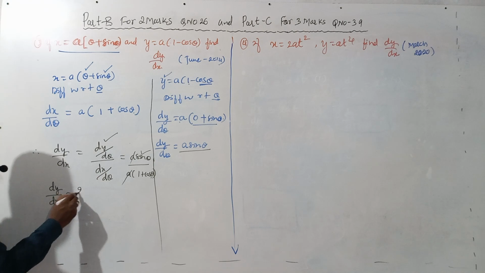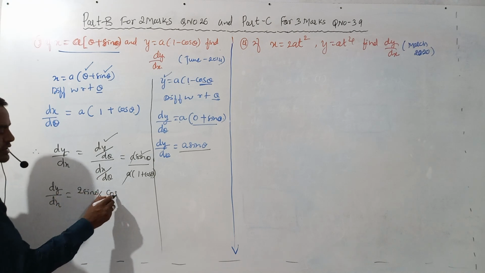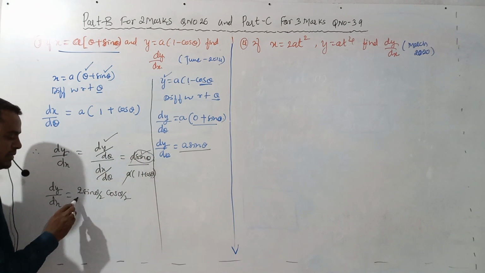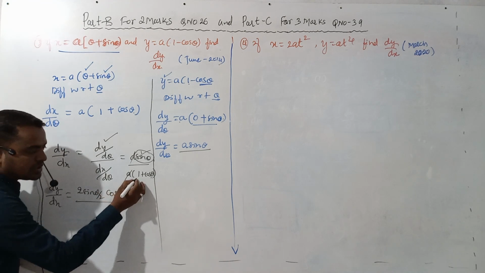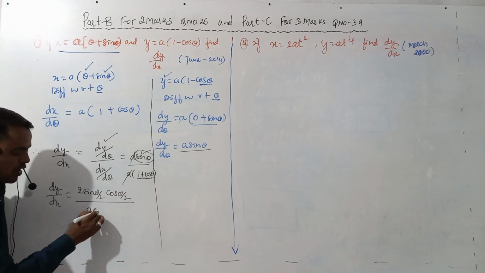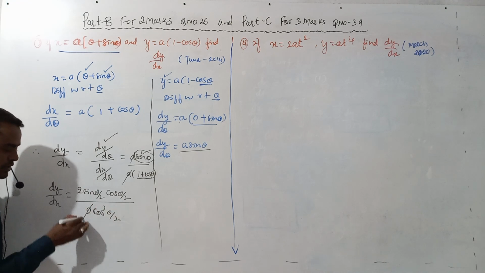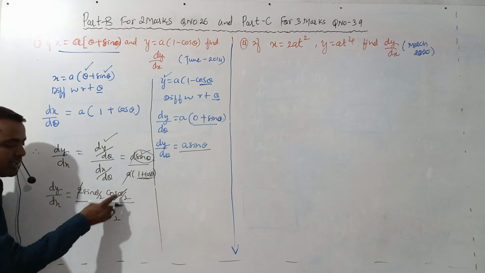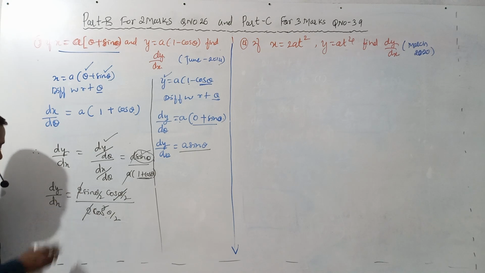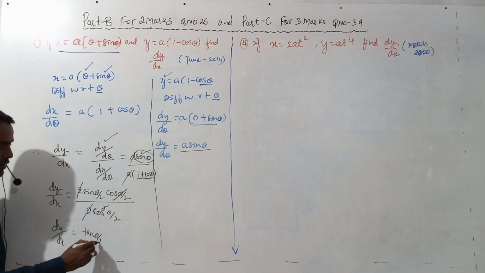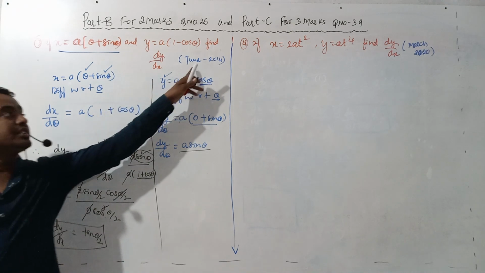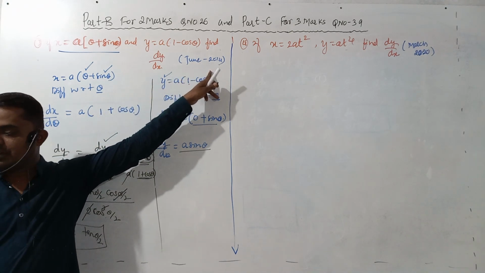Sine theta can be written as 2 sine theta by 2 cos theta by 2, divided by 1 plus cos theta, which is 2 cos square theta by 2. These two cancel, and one cos cancels with the square. Sine by cos is tan. Then dy by dx is equal to tan theta by 2. So this is the final answer. This question was asked in June 2014 for 3 marks.